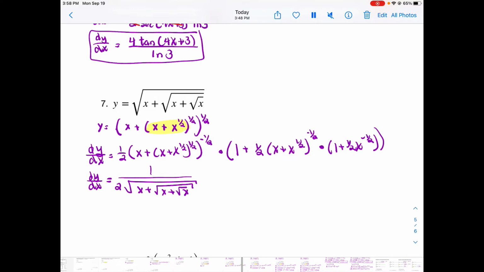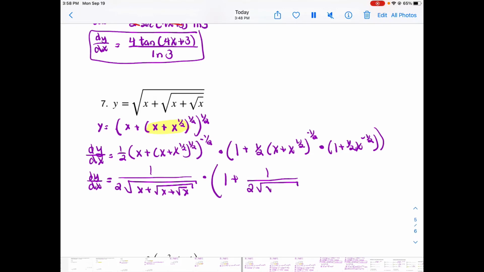All right, so that's the first term, times 1, plus, and then this one, I'm going to bring all of that x plus x to the 1/2 down to the bottom, put it underneath a radical. And I'm going to times this by 1 plus, and bring that radical down.